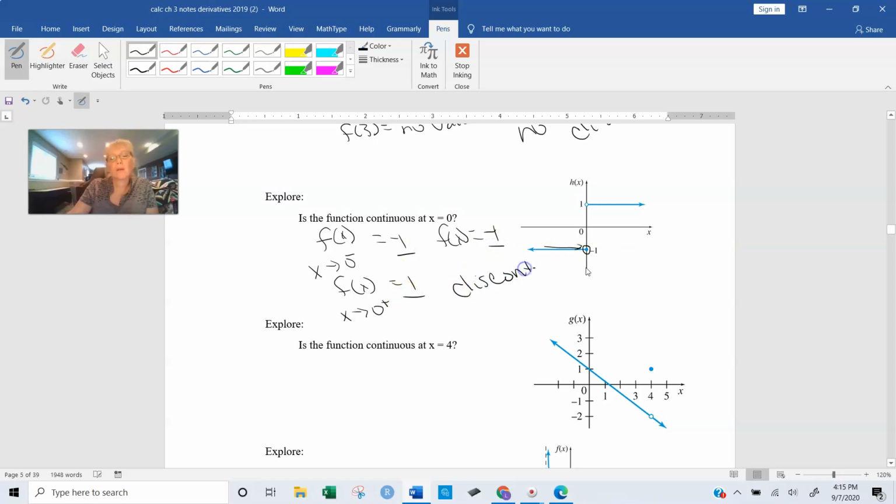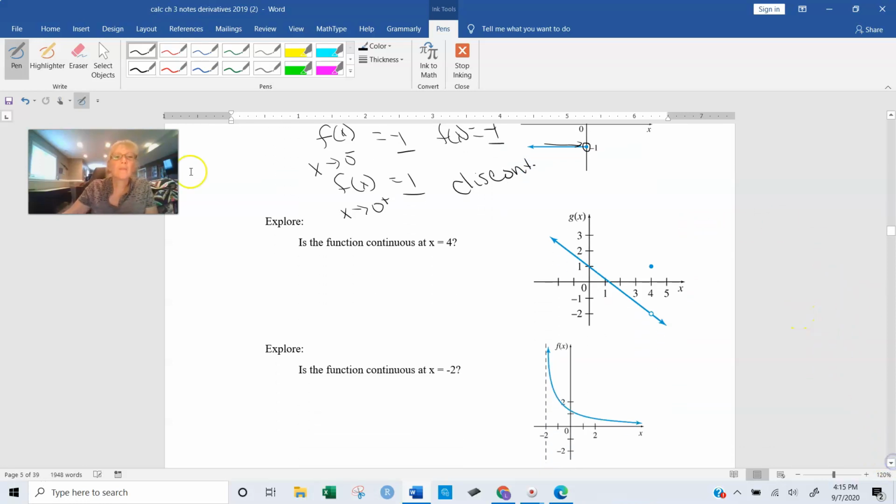All right, how'd you do at the 4? Okay, let's go here. I know f of 4 is equal to 1. So that's good. But f of x as x approaches 4 is equal to -2. These are not the same. I don't have to continue. This is discontinuous. Okay, is the function continuous at -2?